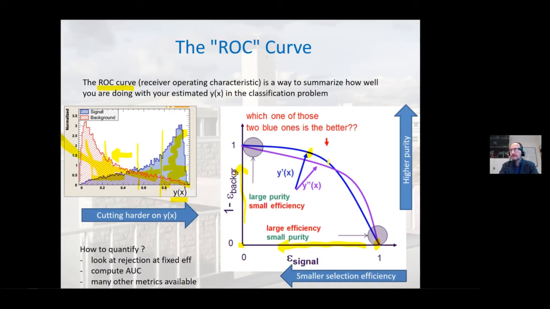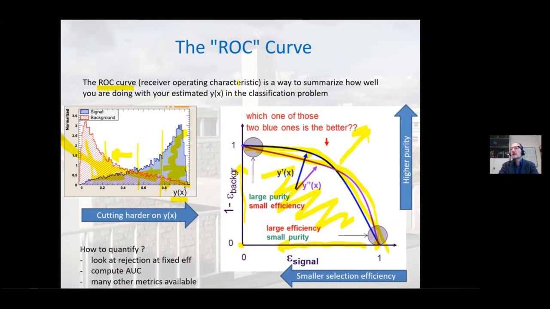So you want to be as far in this direction as you can, to be more pure and have a high signal efficiency. But of course, the two conflicting criteria force you to live on this curve, and different curves will have different area under the curve, because these two curves, in fact, may have similar area underneath themselves. And so a criterion that gives you a total view of how well you're doing is the total integral of this curve, which is called area under the curve, of course.